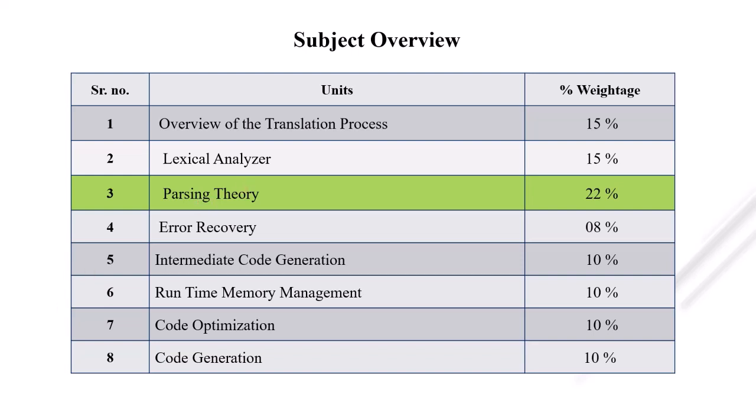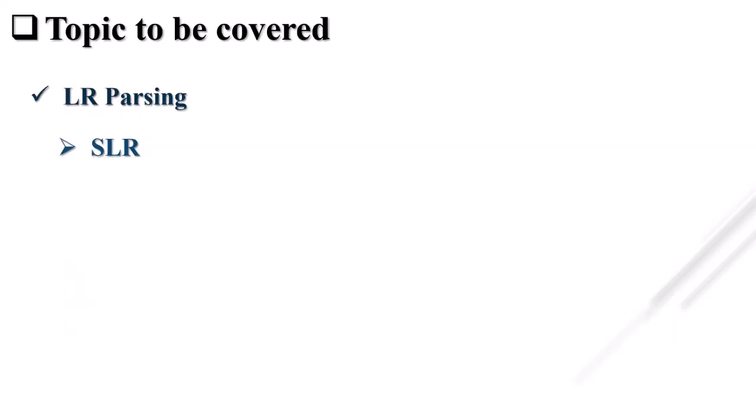So we are continuing with the third unit, that is parsing theory. The topic covered in this video is LR parsing, which has a total of three methods, that is SLR, CLR and LALR. But in this video we are covering only SLR, that means simple LR.